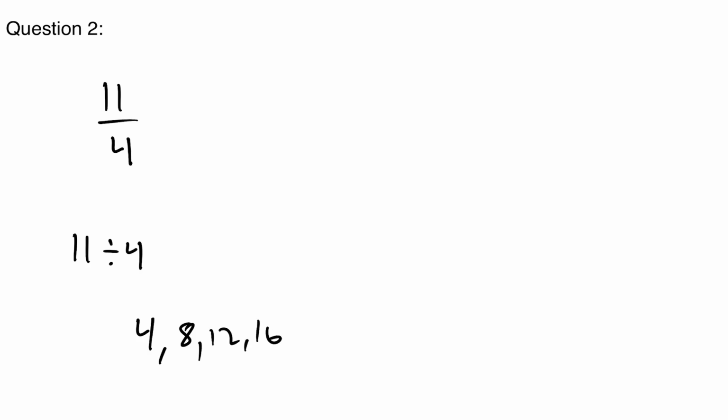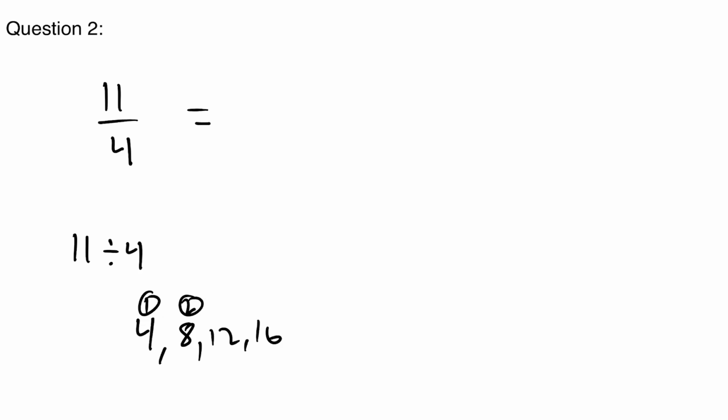For the next problem, say I were to give you 11 over 4. And I told you to convert it to a mixed number. How would you do that? Once again, it's simply 11 divided by 4. And how do we do this? We need to see how many times 4 will go into 11. So we can list the multiples. You get 4, 8, 12, and 16. You can see that 4 will only go into 11 2 full times.